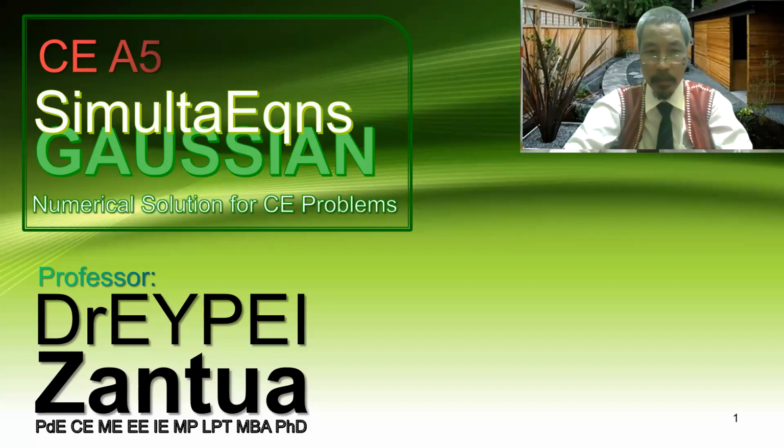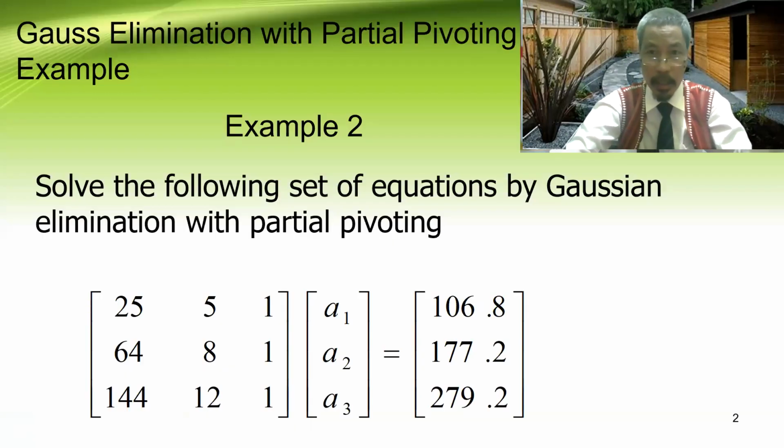In this video, let us continue discussion on Gaussian method in solving simultaneous linear equations. So, in this video, we'll have another example. Our example number 2 will use our learned modification, which is Gauss elimination with pivoting, so with partial pivoting. Example 2: solve the following set of equations by Gaussian elimination with partial pivoting.